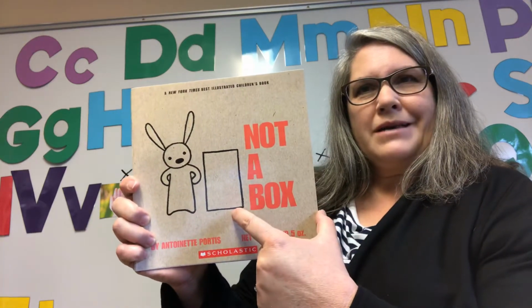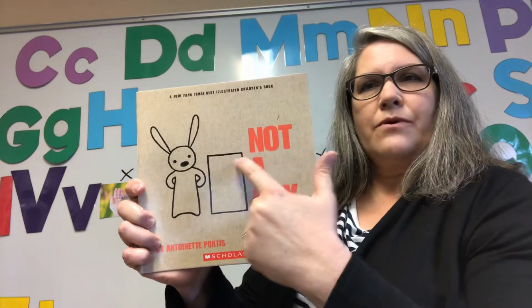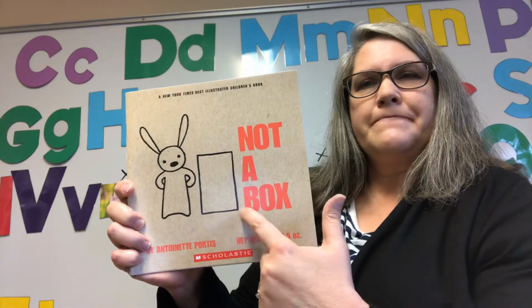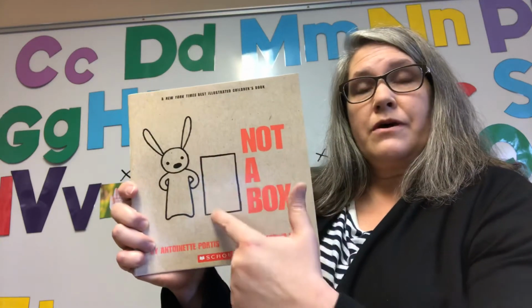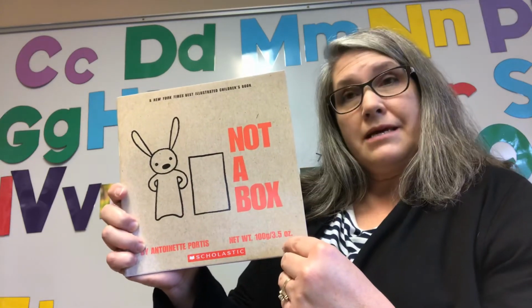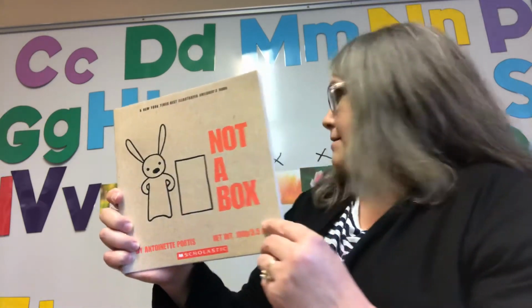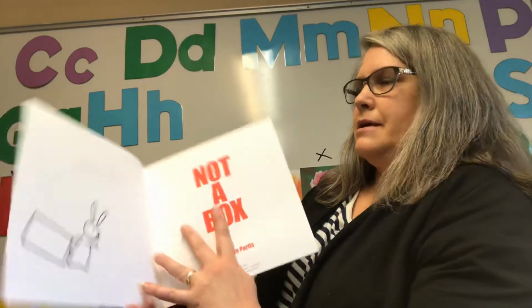Does that look like a box? It looks like a rectangle. It has 4 right angles. It's not a square because 2 sides are longer. They're not all the same length. But a box is a good example of a rectangle. All right, so here he is.